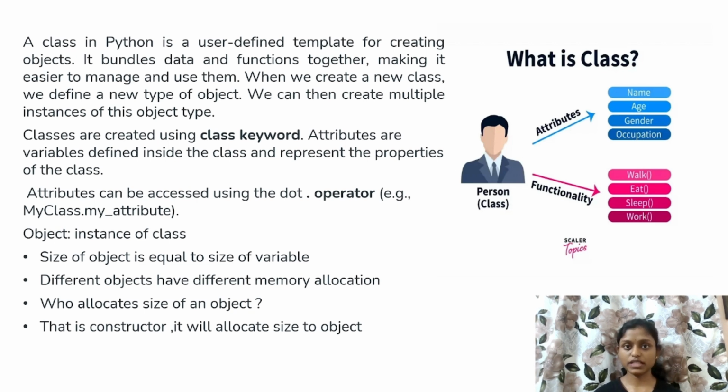A class in Python is a user defined template for creating objects. A class is nothing but the blueprint of an object, and an object is nothing but an instance of a class. For every object, some memory is allocated at the back end. So what is the size of an object? The size of an object is equal to the variables of the object, the variables in the program.